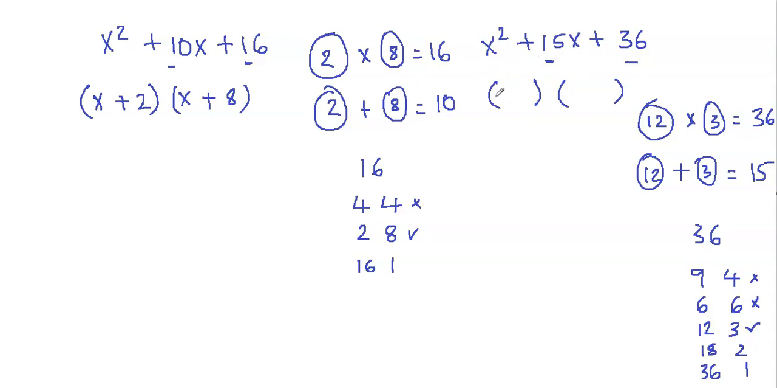Now the way we're going to write it is we know that our variable is going to be x, and that makes sense because x times x is x squared, and then the two factors are going to be positive 12 and then positive 3. Again, you can switch between 12 and 3. It really doesn't matter. So this is how you factor the polynomials.